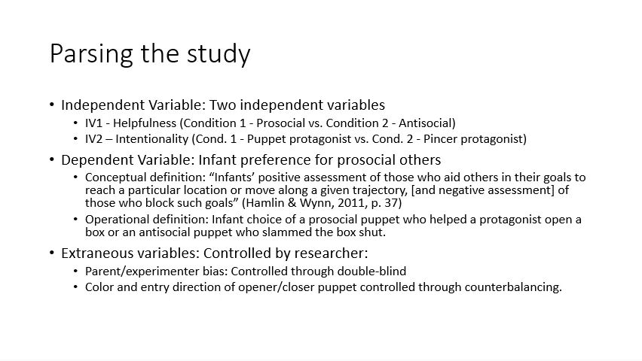Then they controlled the color and entry direction of the opener-closer puppet through counterbalancing, meaning that sometimes the helper was orange and at opposite times, alternating, the helper puppet was gray. And also likewise, half the time the helper puppet entered from the right and half the time the helper puppet entered from the left. So they took away those possibilities of extraneous variables.